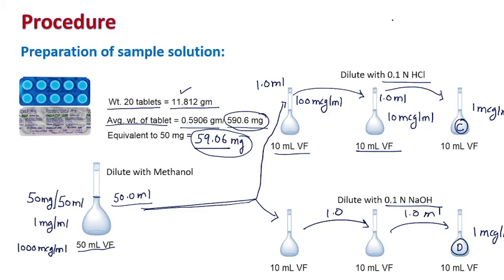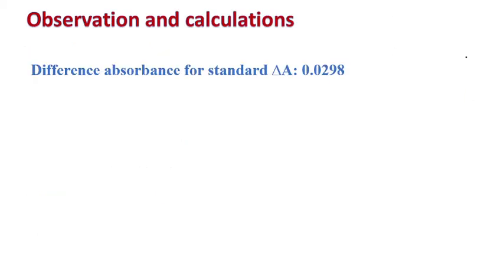Okay, so again what you have to do, you have a sample cuvette and a reference cuvette. In the sample cuvette you can keep your alkaline solution, that is solution D, and in the reference cuvette you can keep your solution C, and then record the absorbance. So whatever delta A you are getting, that will be the delta A for your sample and that is considered as the difference in absorbance. Alright. Okay, so you can record those observations.